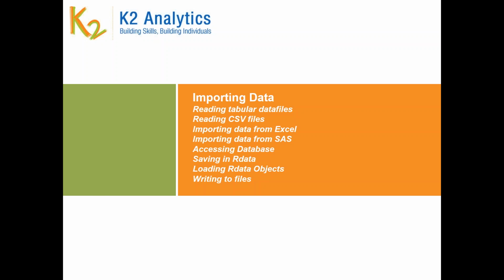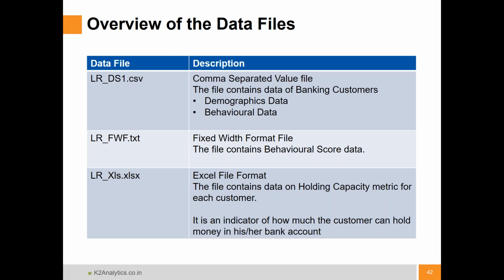The first file that we imported was named lr_ds1.csv, which was a comma separated value file format. And then we imported a fixed width format file. Today we are going to import an Excel file. After importing Excel, we'll see how R can import data from other data sources also.